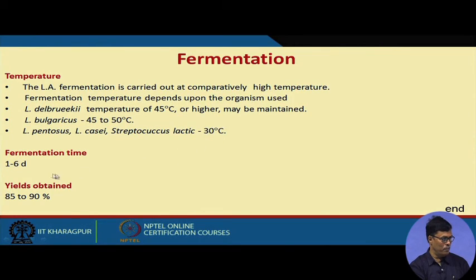We know that in the home we produce a lot of curd, and during curd making this Lactobacillus casei and Streptococcus largely grow in the curd. So, this requires comparatively low temperature. But the fermentation time is quite long, 1 to 6 days, and the yield is about 85 to 90% of the sugar that is used in the fermentation media.